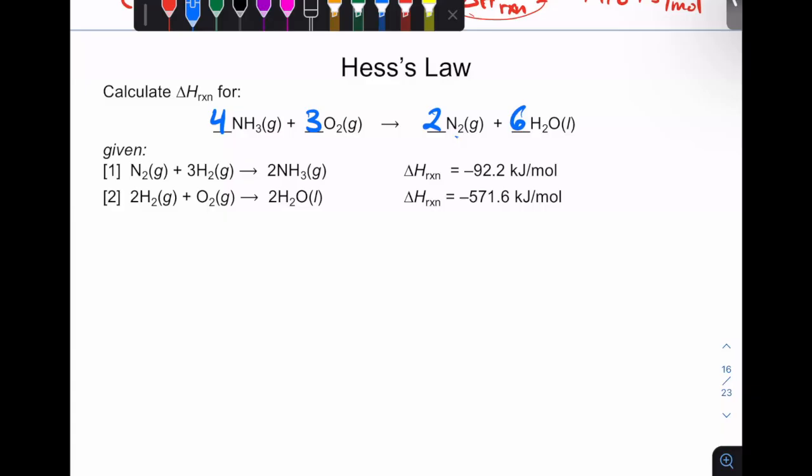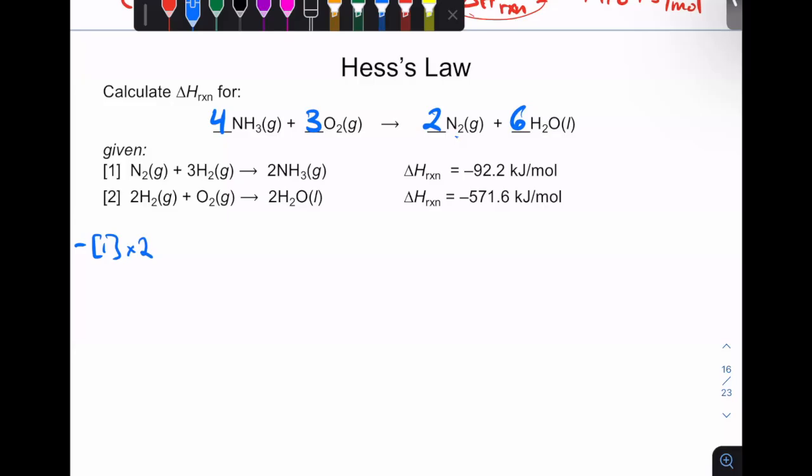In reaction 1, we've got 1 mole of nitrogen gas as a reactant and 2 moles of ammonia gas as a product. So if I reverse reaction 1 and multiply it by 2, I should have what I need in the final reaction. So I'm going to take reaction 1, reverse it, and multiply it by 2. I'm going to do all of that in one step now. I'm going to translate that down.